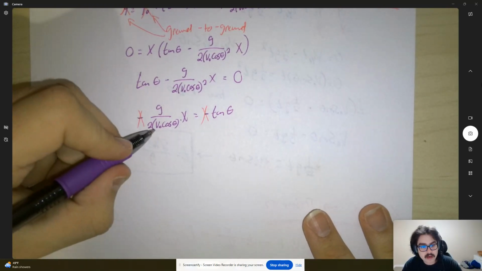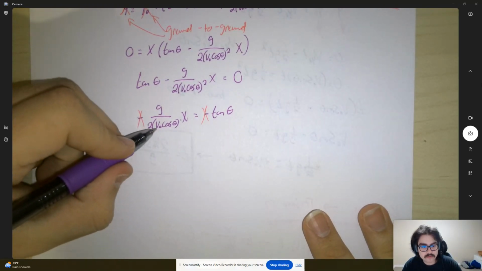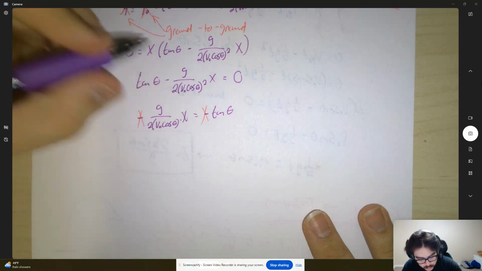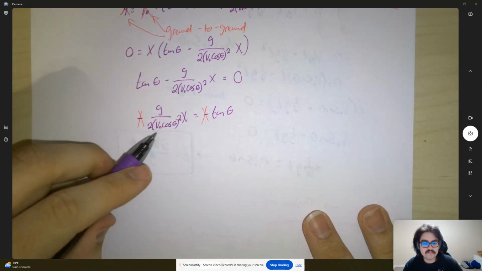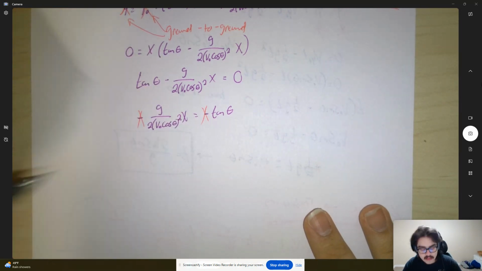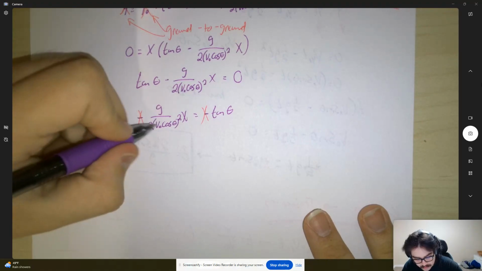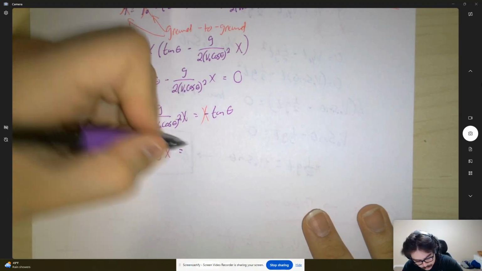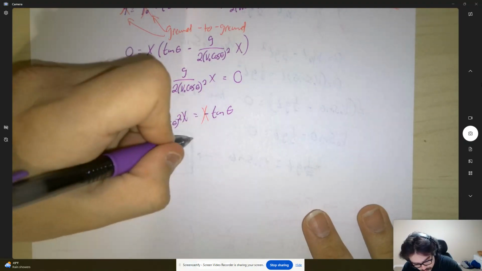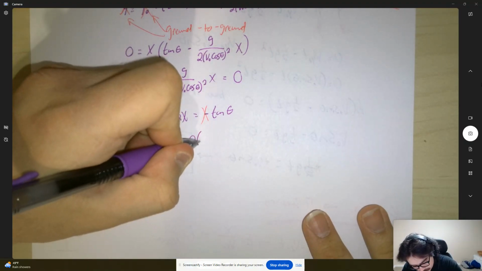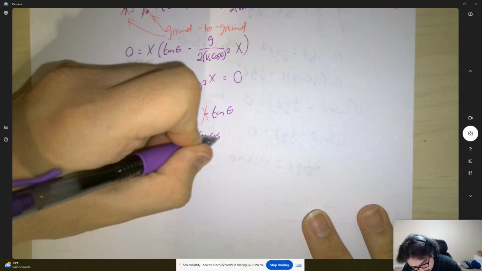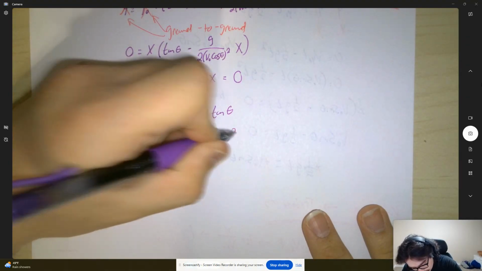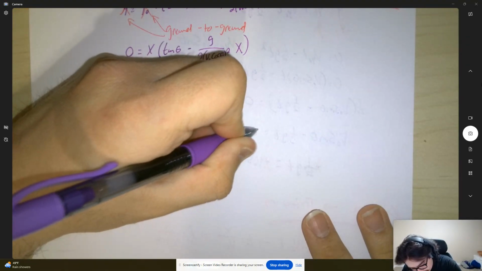Now I'm going to multiply both sides by 2 times v naught. Oh, sorry, this should be squared right here. By 2 v naught cosine theta squared. And that gets rid of that down here. So I get gx is equal to 2 times v naught cosine theta squared times tangent theta.